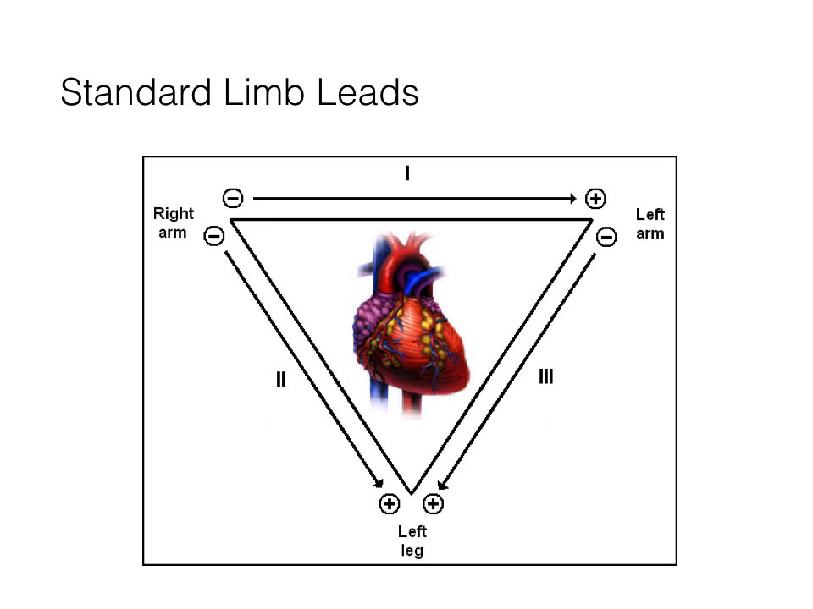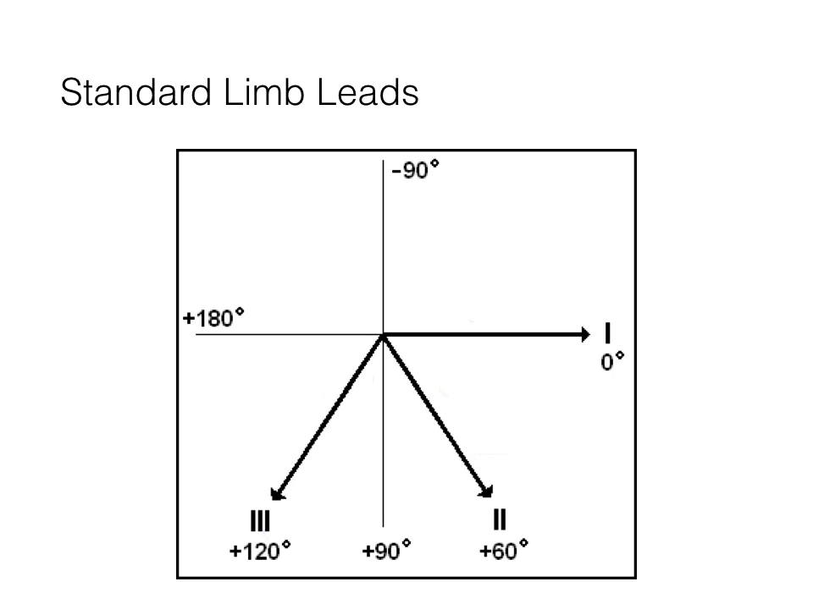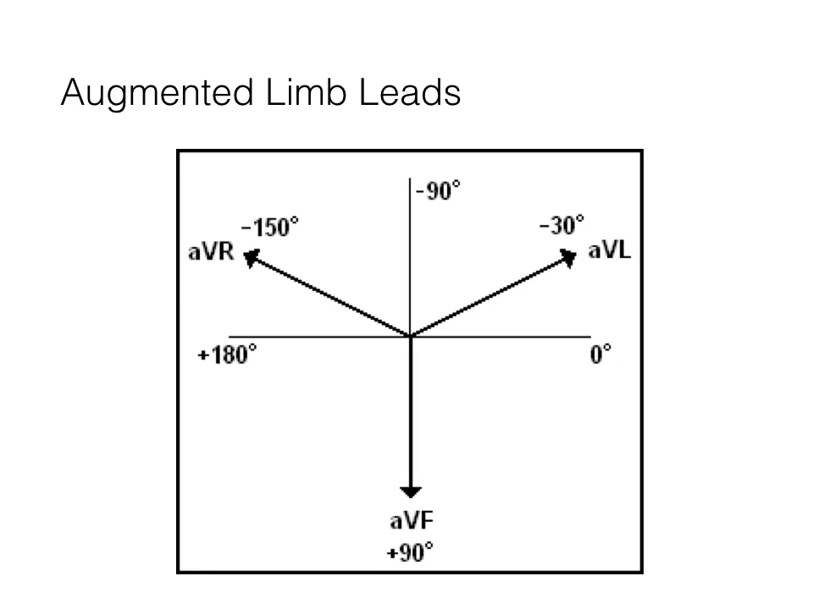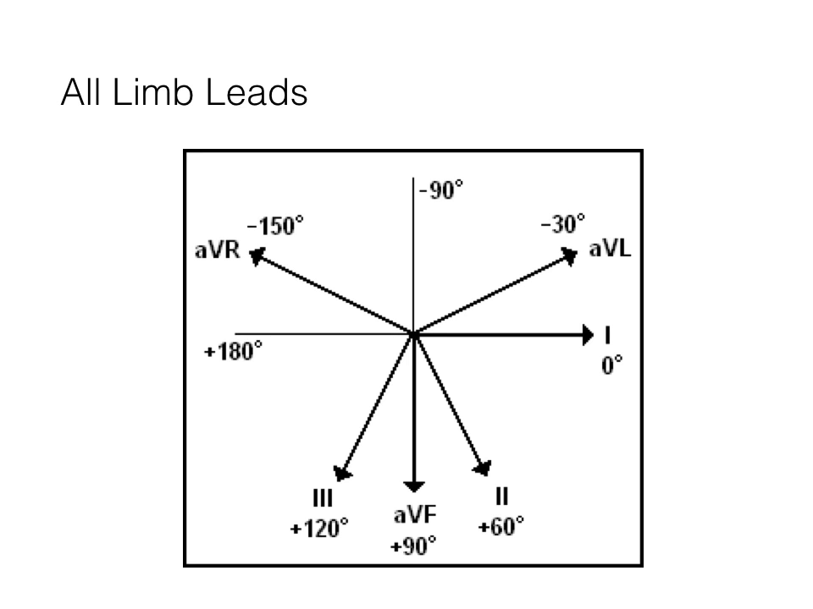Always remember the normal angle of each lead: lead 1 has 0 degree, lead 2 has plus 60 degrees, lead 3 has plus 120 degrees. Similarly, the angle of AVL is minus 30 degrees, the angle of AVR is minus 150 degrees and the angle of AVF is plus 90 degrees. Always remember the angles of all limb leads.